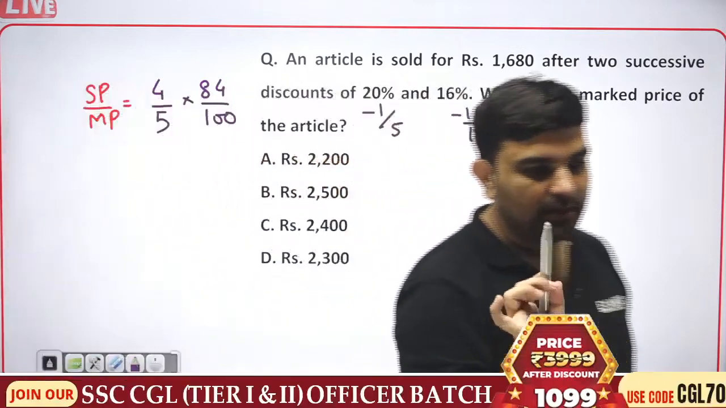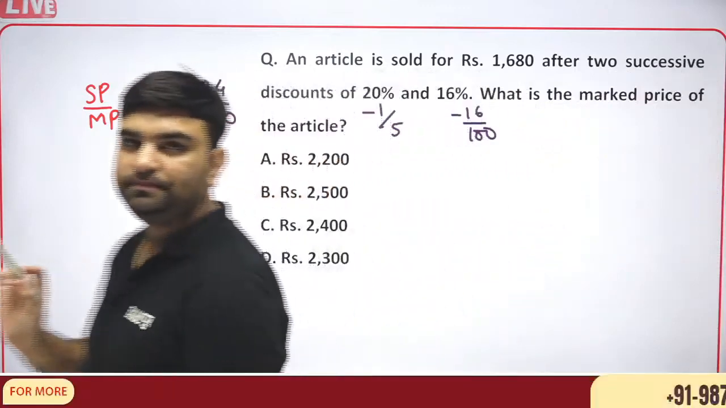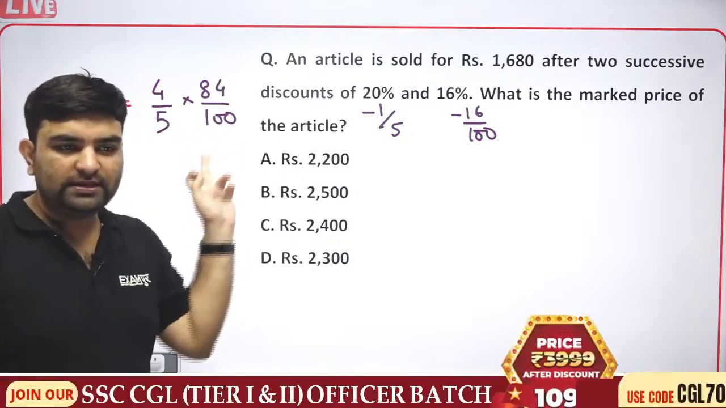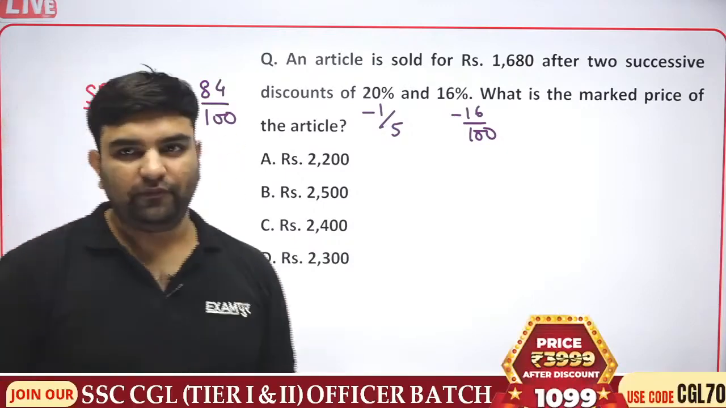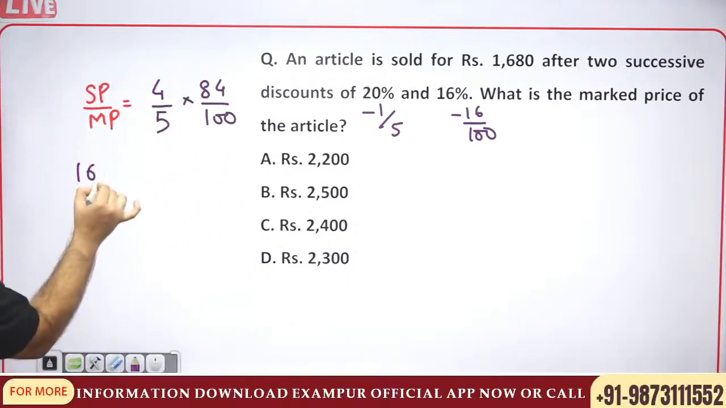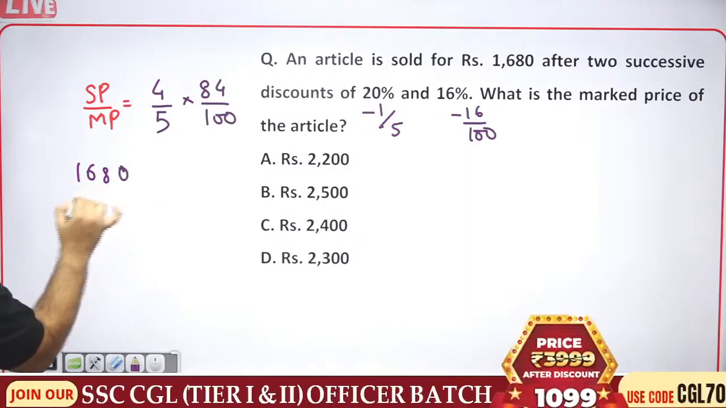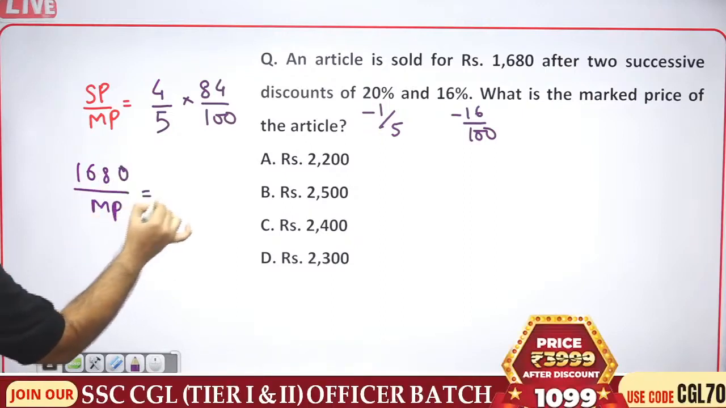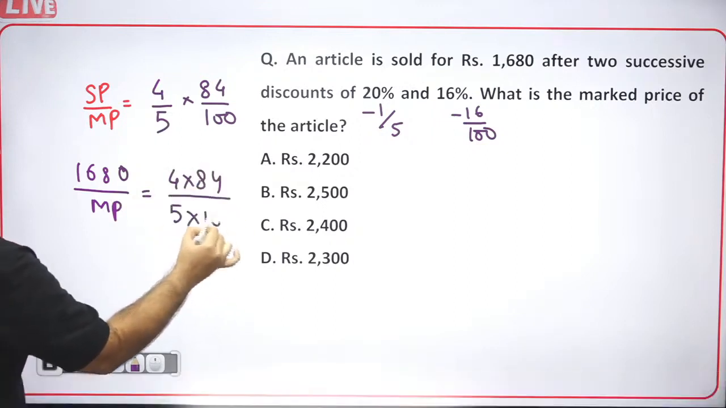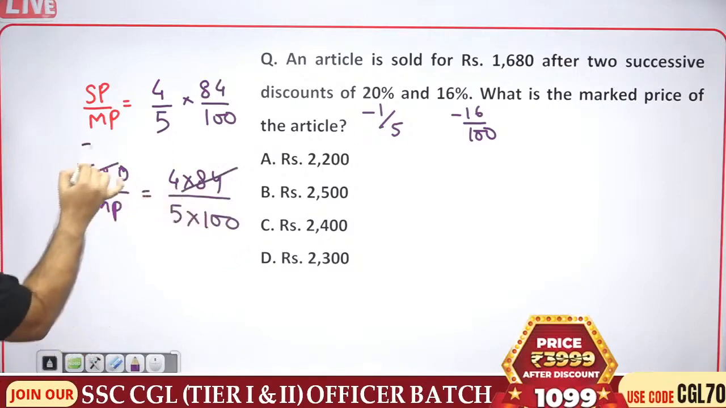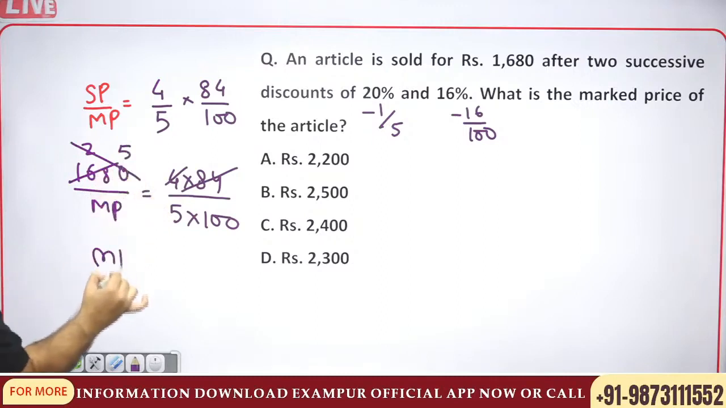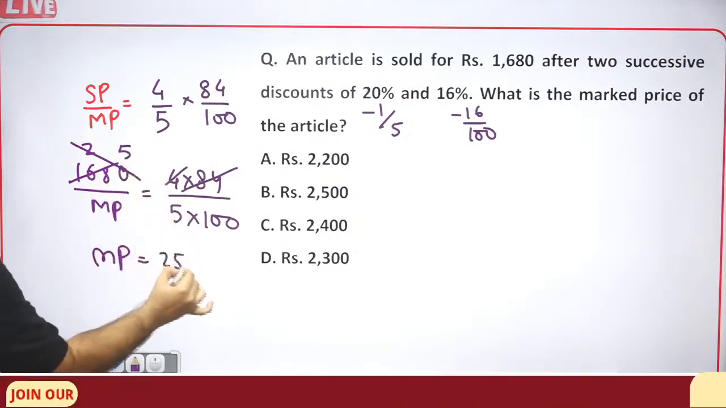Can you think like this? You can take this as 80 upon 100 as well, but then you have to simplify it, so no worries. SP is known, 1680 upon MP. What you want to find out is 4 into 84 upon 5 into 100. 24 will cancel out 25 times. So MP is 5 into 5, 20 into 100, 2500.